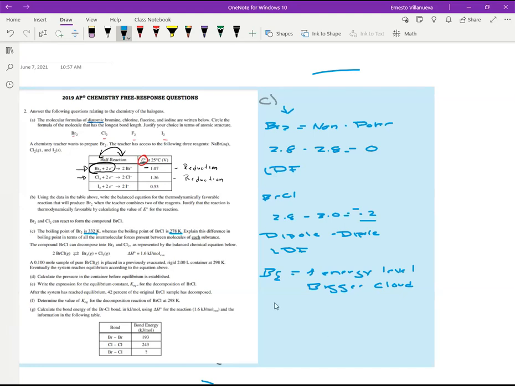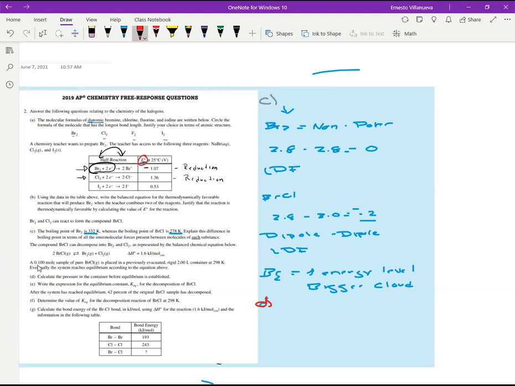All right, next one we're going to do is question D. Let's take a look at what it says. This thing never changes color for me on the first time. Okay, question D. It says, calculate the pressure in the container before equilibrium is established.